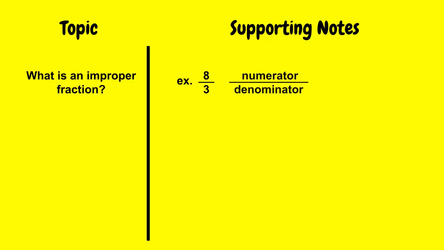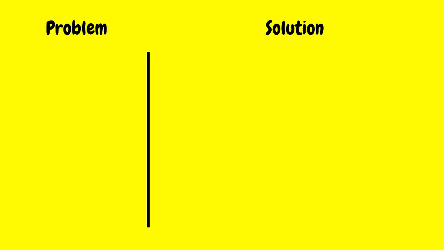The top number in mathematics we call the numerator, the bottom number is called the denominator. A mixed number looks something like this, 2 2/3. What you're going to learn in this video is how to rewrite an improper fraction such as 8 over 3 as a mixed number 2 2/3. Let's look at a problem.